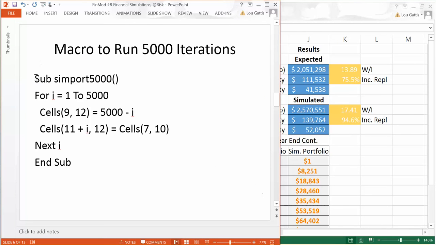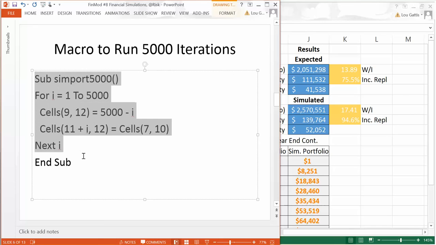So I'm going to grab a function. I'm going to call it simport5000. I'm sorry, a macro. What it does is a loop from I equal 1 to 5,000, next I. So it's going to run a calculation 5,000 times. It's going to put in cells 9, 12, my 9th row, 12th column, 5,000 minus I. So I is going to go from 1 to 5,000. This turns into a countdown from 4,999 to 0.